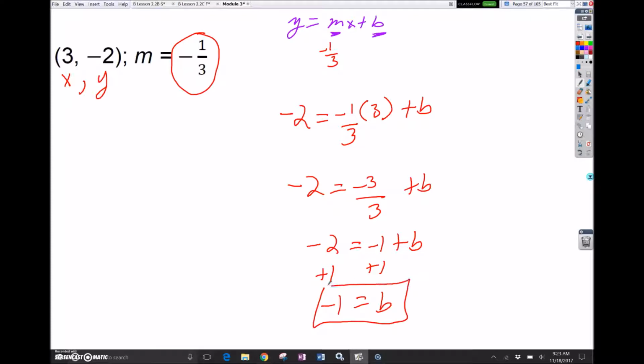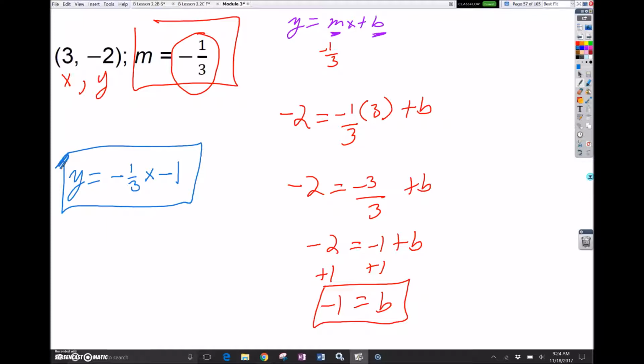Now that I have my b value and I have an m value, I can plug those into y equals mx plus b. So in blue, it's going to look like y equals my slope, which is -1/3, so -1/3 x, and I solved for b, which is -1. So this is my equation in slope-intercept form. It has a y-intercept of -1 and a slope of -1/3.